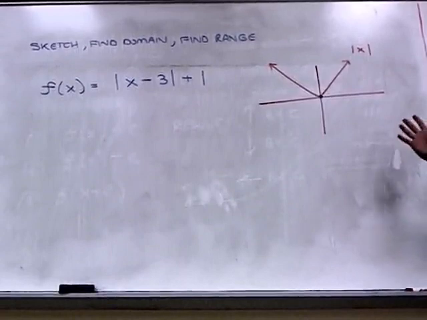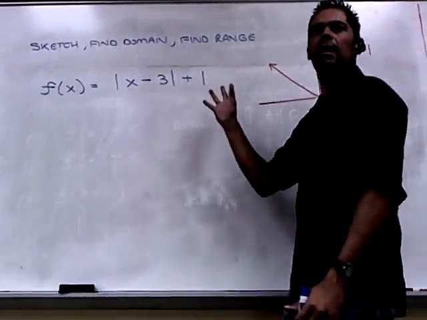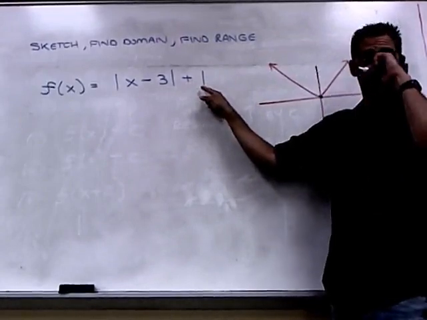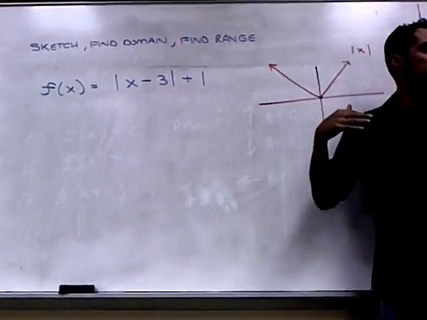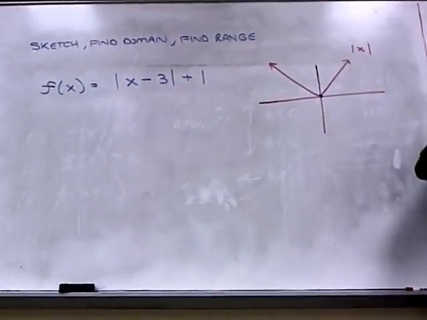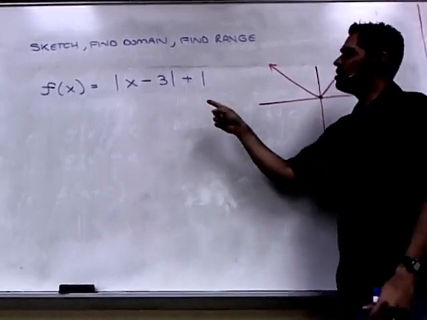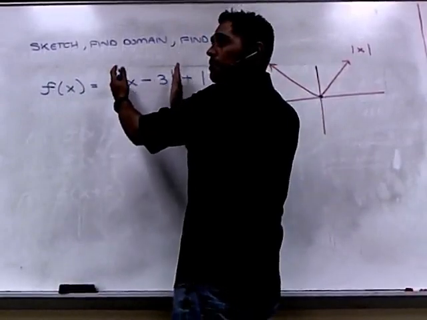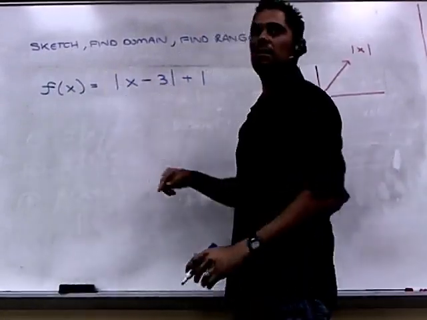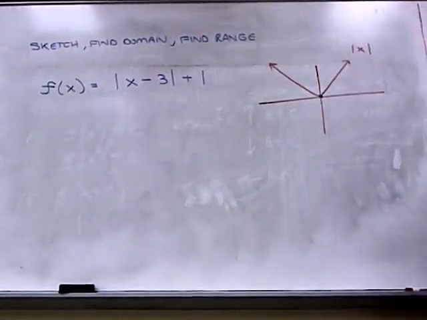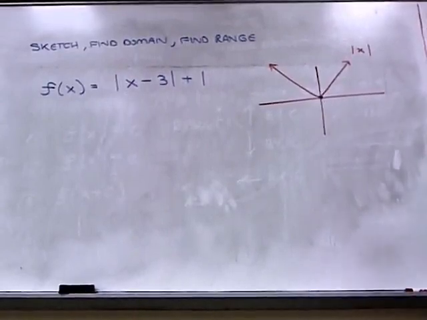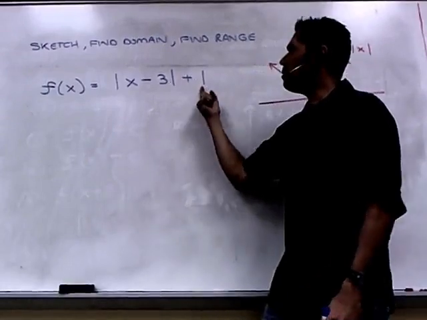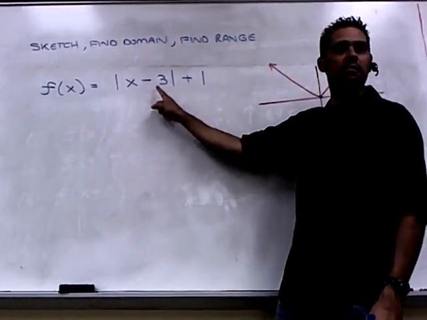Okay, all we've done to it is some shifting around. We've added a 1 on the outside, haven't we? Adding a 1 outside the function does what? Raises it up 1, right? What does subtracting a number inside, notice it's inside the absolute value, what does subtracting a number inside do? To the right by how much? By 3. Remember, opposite of what you think.